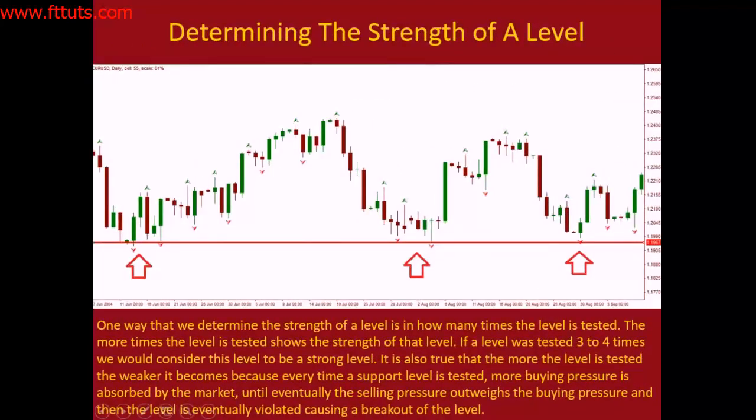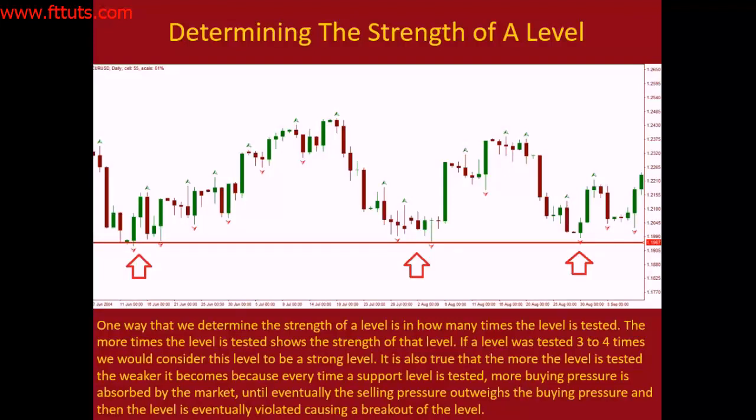So we want to know the strength of a level. We want to know if the level is strong, if the level is going to hold. And there are ways to determine the strength of a level. One way that we determine the strength of a level is how many times the level is tested. The more times the level is tested shows the strength of that level. If a level was tested 3 to 4 times, we would consider this level to be a strong level.